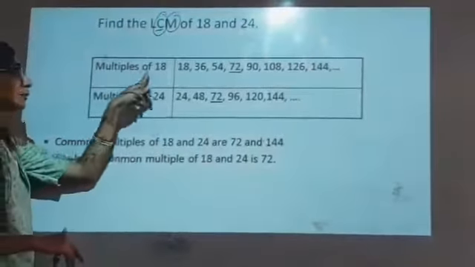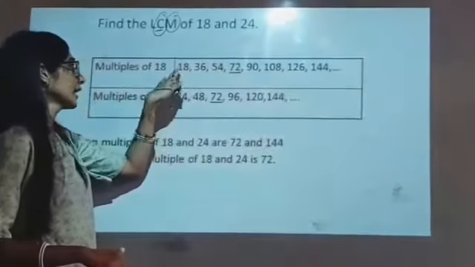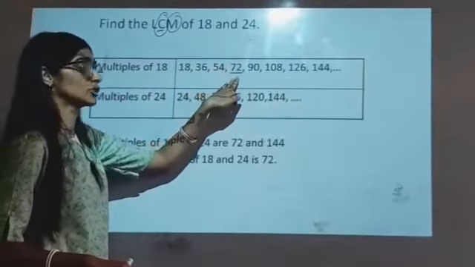So first of all, the multiples of 18. Simply see, this is the table of 18. Like 18 ones are 18, 18 twos are 36, 18 threes are 54, 18 fours are 72.